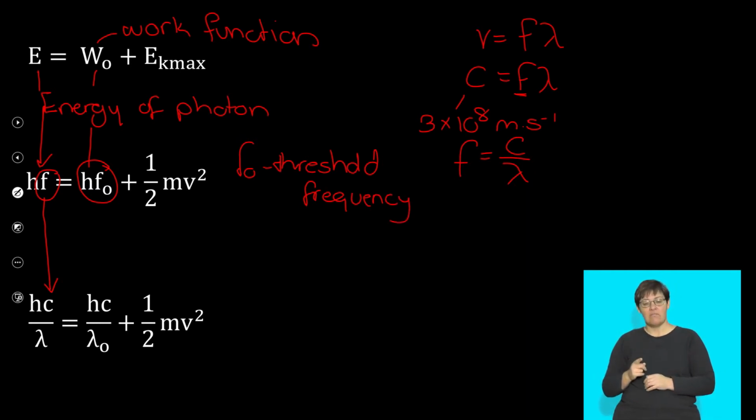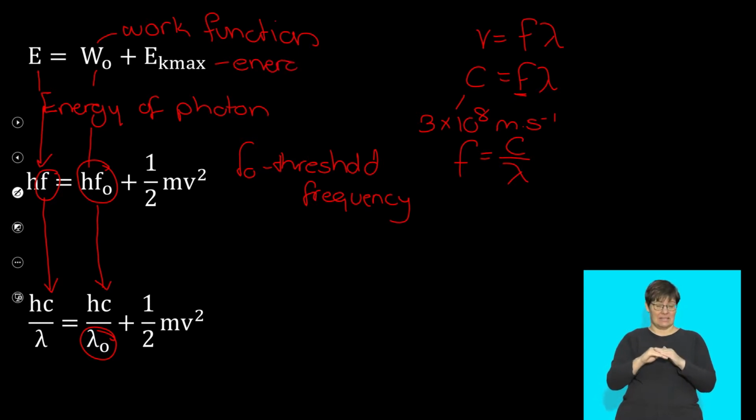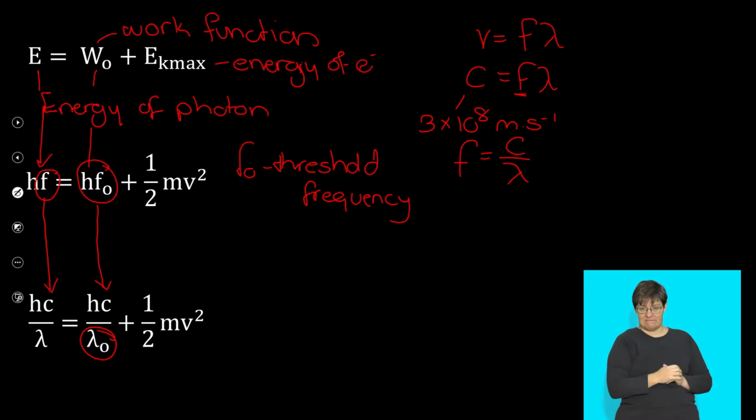If we know the threshold frequency, it's the same as our threshold wavelength, so it's all the same thing. EK max, this is the energy that the electrons will have when they leave. If they have more, if the E is bigger than WO. But how do we calculate E?